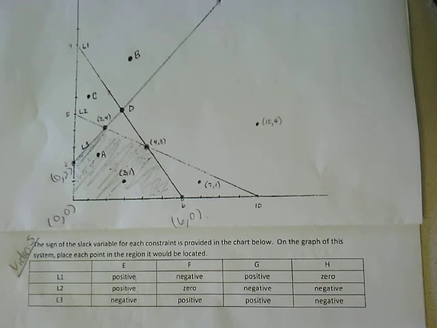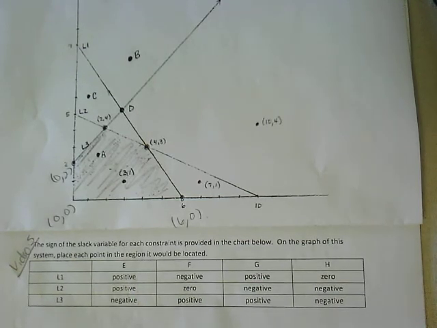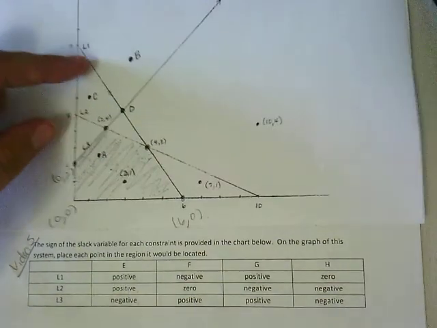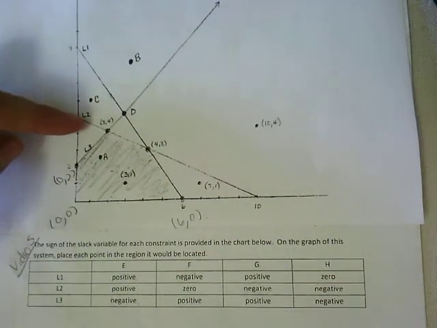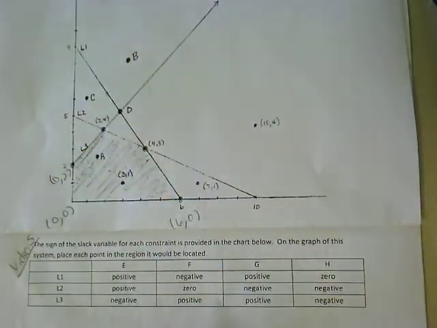Okay, so for point E here, it says that I have a positive slack variable for line 1, a positive slack variable for line 2, but a negative slack variable for line 3. And if you remember from video 4, what that means is that I am in fact below line 1 like I am supposed to be, I am below line 2 like I am supposed to be, but I am not below line 3.